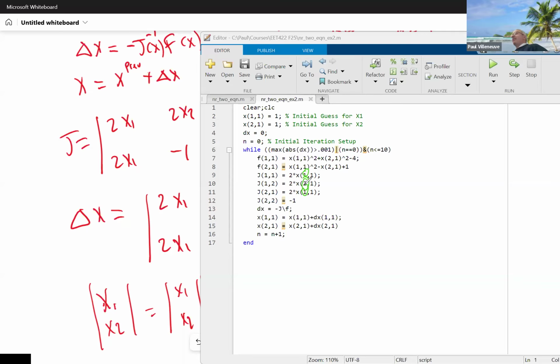It's really easy to make a mistake in MATLAB because the numbers start to jostle together. And again, that's why we have that iteration count. So then I have my delta x and my Jacobian. I have my delta x, and then I update each time: X1, X2, and then rinse and repeat.